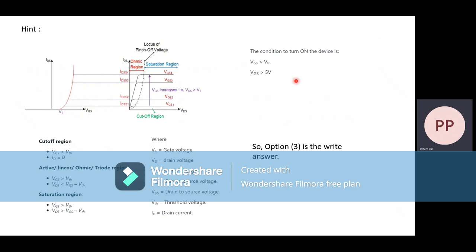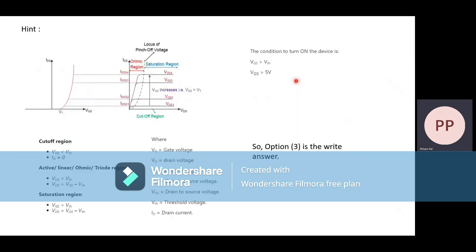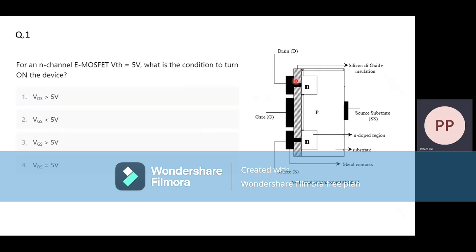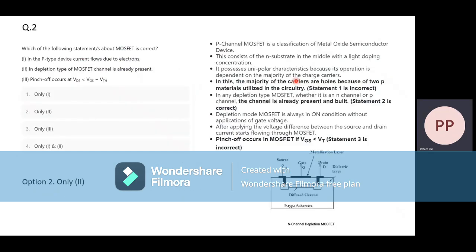So the condition to turn on the device is VGS greater than V threshold. What is the V threshold value given over here? That's 5 volt, right? So what option will be the correct one? It's option three, right? It has to be greater than 5 volt. Okay, now let's move on to the next question.